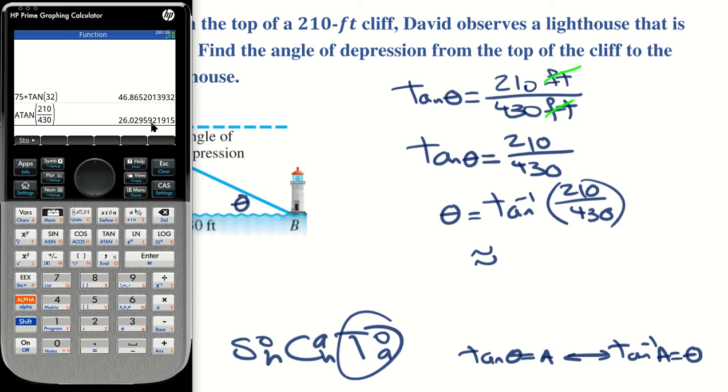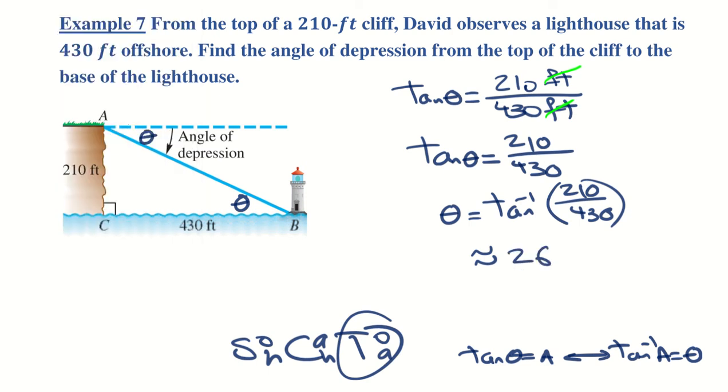26.02, etc. Now notice that we're dealing with actually two significant digits here. Remember, those trailing zeros when there is no decimal are not significant. So with two significant digits, our answer will be approximately 26 degrees. All right. So that's how you would find an angle of depression like that.